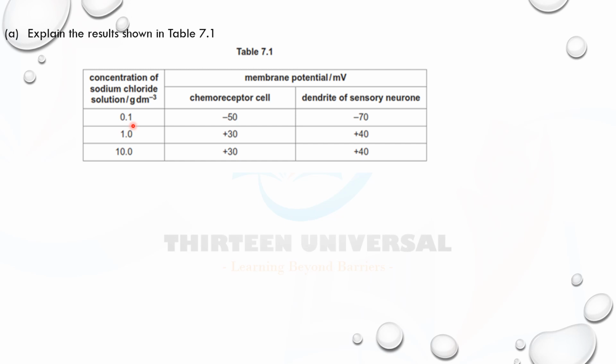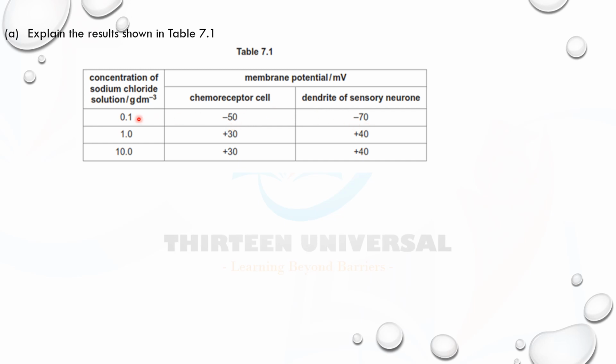Now, can you see that at 0.1 gram per dm cubed, the membrane potential of the chemoreceptor is still minus 50, which means it is not depolarized. And because it's not depolarized, an action potential is not generated. Therefore, the dendrite of the sensory neuron is also not depolarized, because the impulse moves from chemoreceptor to dendrite. This is not depolarized, and this is also not depolarized.